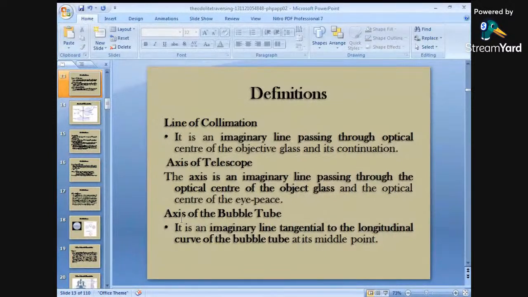After that, there is axis of the bubble tube. Basically, a level tube has been provided on the top of your telescope. The line which is parallel to that bubble tube is called the axis of the bubble tube.